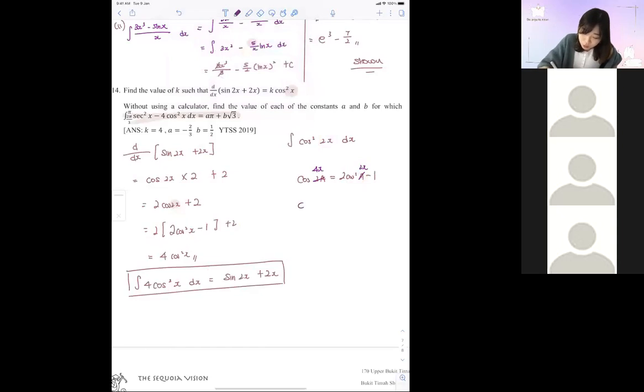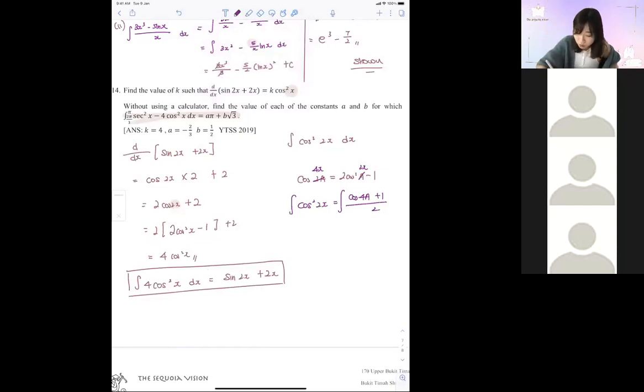So we make cosine square 2x the subject. It will be minus bring over plus: cosine 4x plus 1 over 2. So integrating this is as good as integrating this.